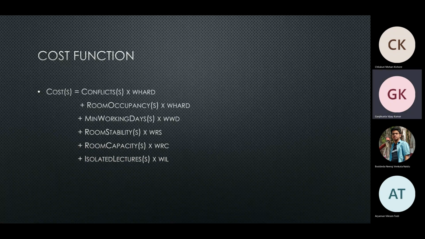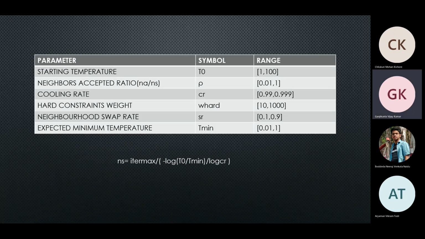So now we have defined everything. So now what is required? We require parameters to solve the problem. Let us go for parameters. So now we are starting with some initial set of parameters, like starting temperature in the range of 1 to 100, and neighborhood swap rate 0.1 to 0.9, like that. Everything has its corresponding range. Let us start with this range. Now we have the entire set of things that are required to apply this algorithm.